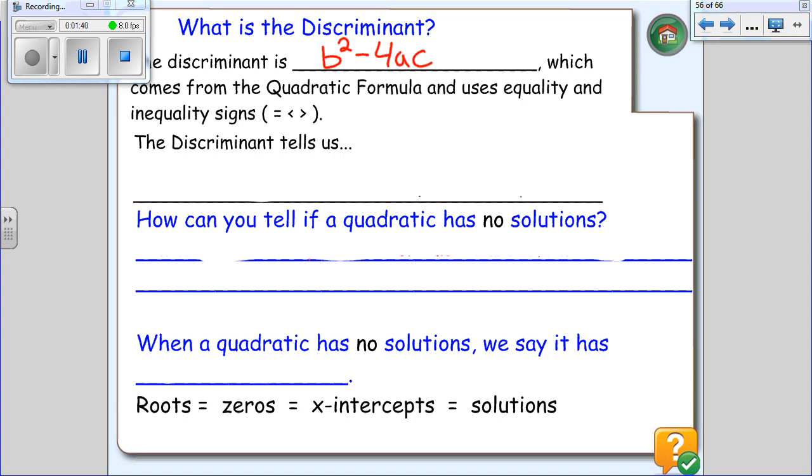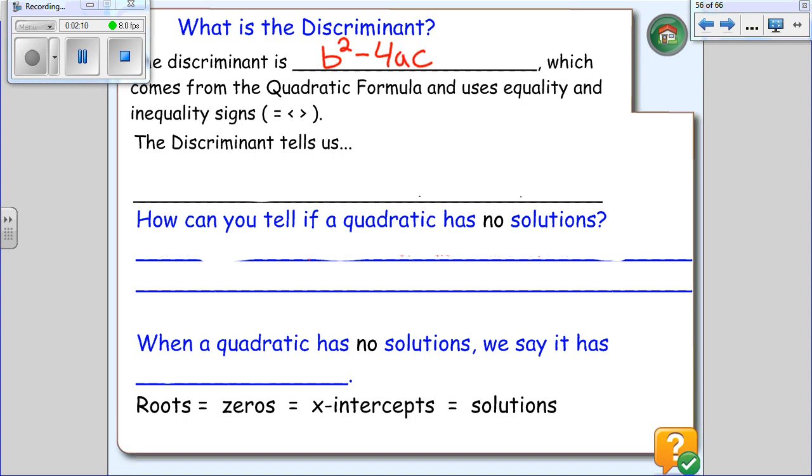The discriminant tells us something. So maybe we want to take a guess at what it could tell us. If I told you the discriminant equals 10, what would that mean? If you could get this by just guessing, I'm going to be impressed. If I told you what the discriminant was equal to, it tells you something. I'm just curious if anybody knows what.